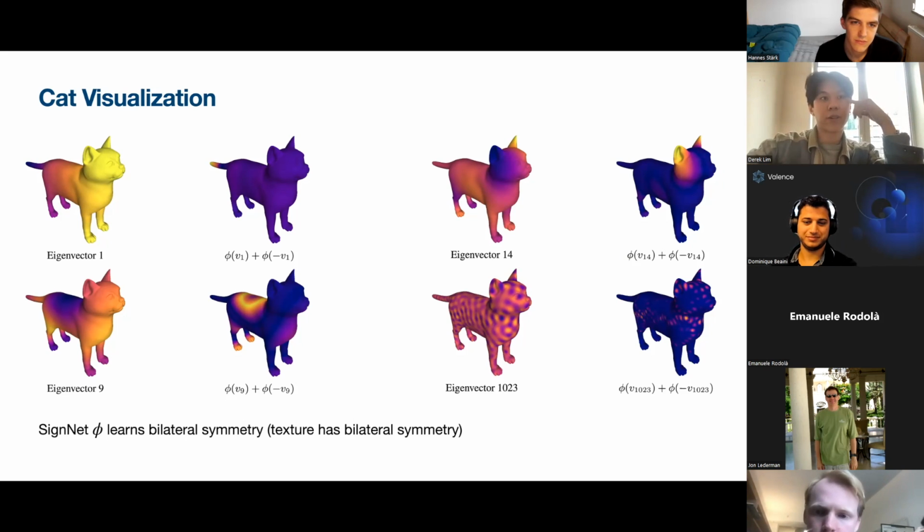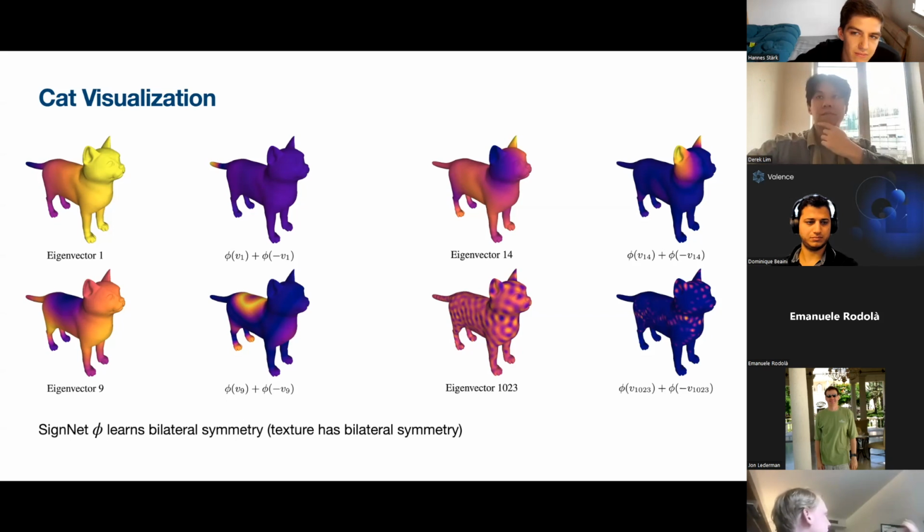And one interesting thing we see is that SignNet learns these bilateral symmetries. So if you slice the cat in half, between the ears, down the tail, the SignNet output is symmetric across both sides, whereas not all the eigenvectors are, like eigenvector 14 on the top right is not. And indeed, the cat's coloring is symmetric, right? The underlying pixels are symmetric. The texture we want to learn is symmetric, and this has this bilateral symmetry. So SignNet learns that symmetry is useful, which is nice.